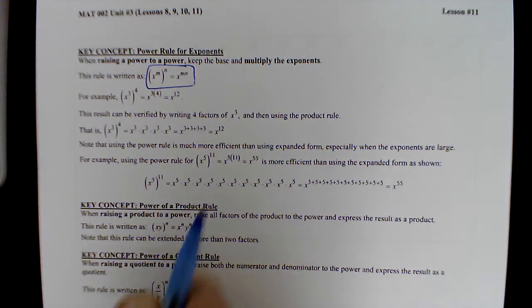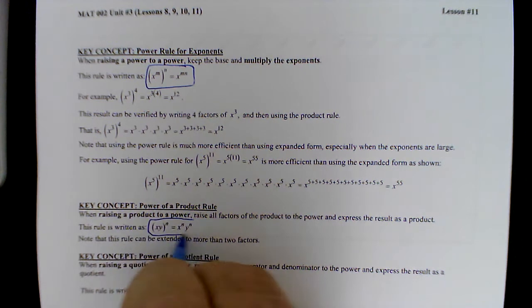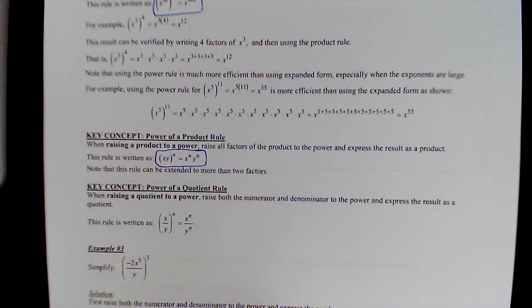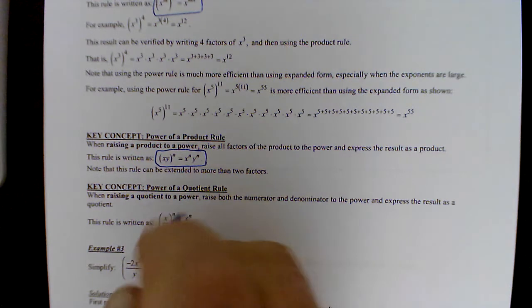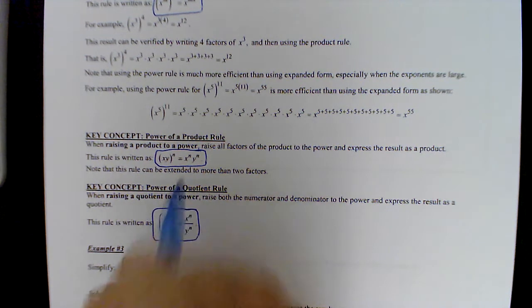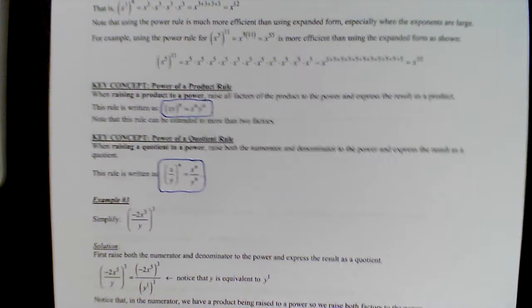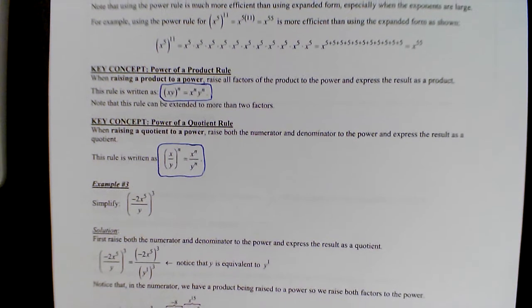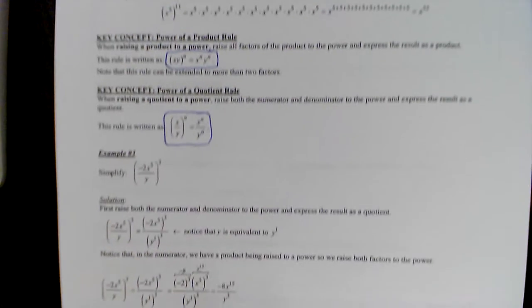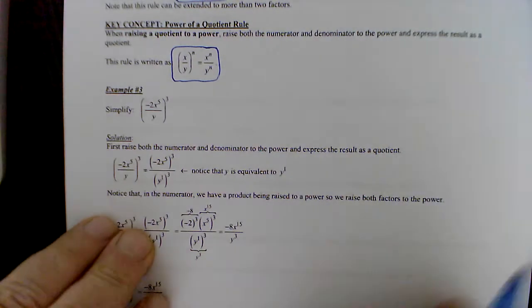We also stated the power of a product rule. If you have a product raised to a power, you simply raise each factor to that power and keep it as a product. Similarly, with the power of a quotient, if you have a quotient raised to a power, you take each factor, raise it to that power, and keep it as a quotient. We showed a formal example here that you could read through. I'm going to jump right to the pencil problem.